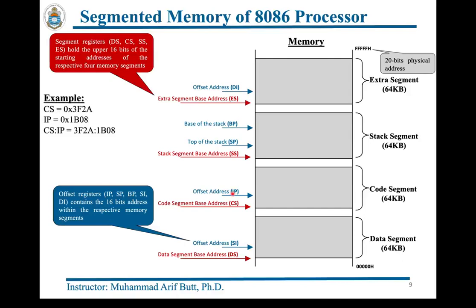So let me explain this with the help of an example. Suppose the 16-bit code segment register contains 3F2A in hex, and the 16-bit IP register contains 1B08 in hex. So given these two values, which are normally given at times in this notation, CS:IP as well, how can we convert these two 16-bit values to a 20-bit value?